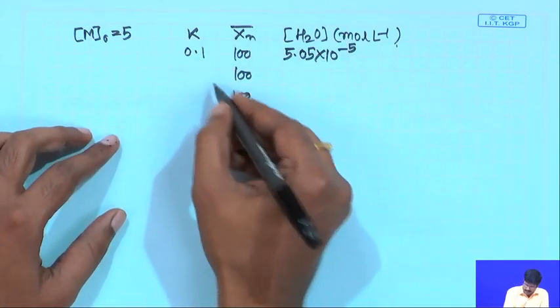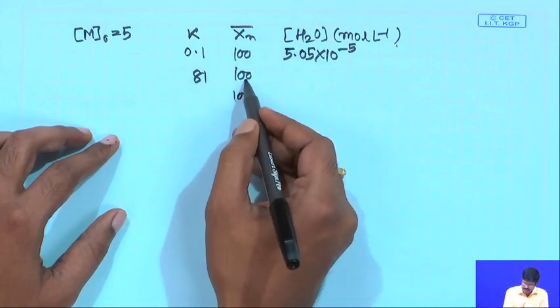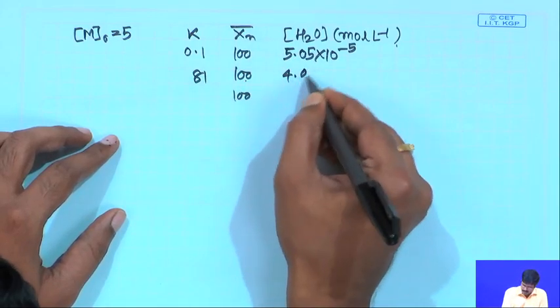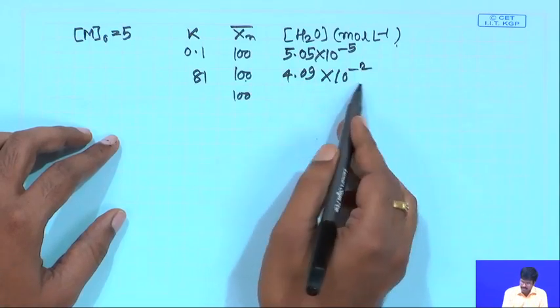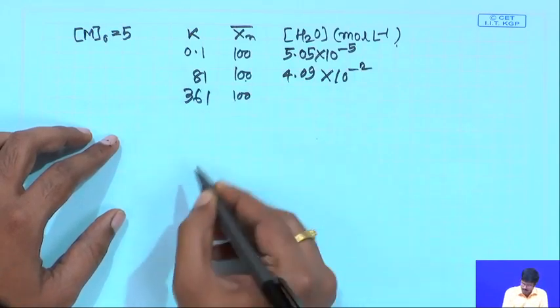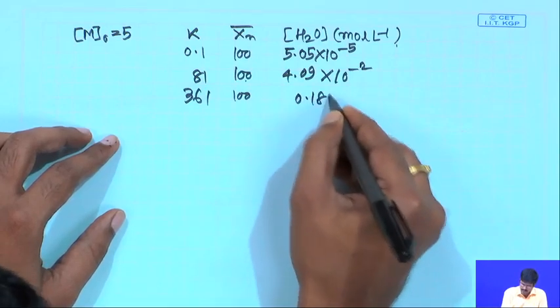So, if the K value is, say, 81, in order to achieve the same degree of polymerization, your equilibrium concentration of water has to be in this range, which is much more manageable. If the K value is 361, then it has to be 0.183 moles per liter.